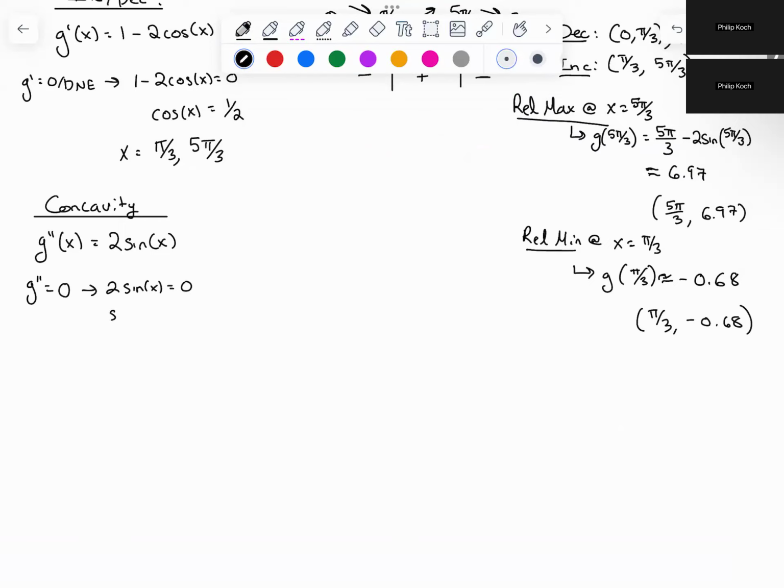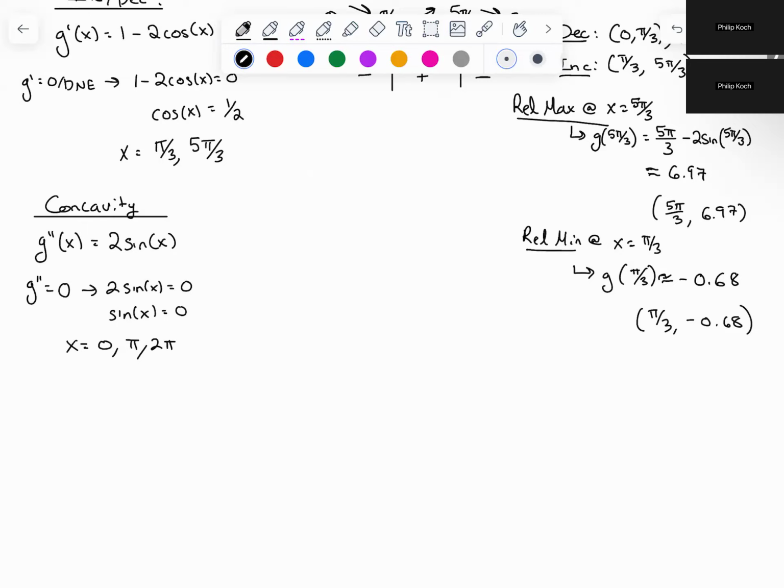So when does sine of x equal 0? 0, pi, 2 pi, every multiple of pi. Negative pi, negative 2 pi, negative 3 pi, negative 4 pi. But that's going to be x equals 0, pi, and 2 pi when we're dealing with the interval from 0 to 2 pi.